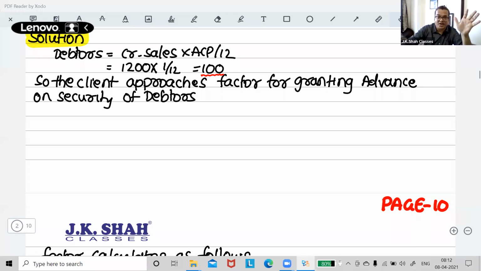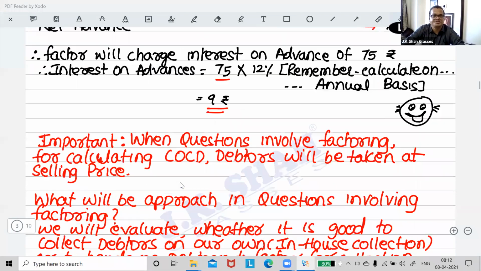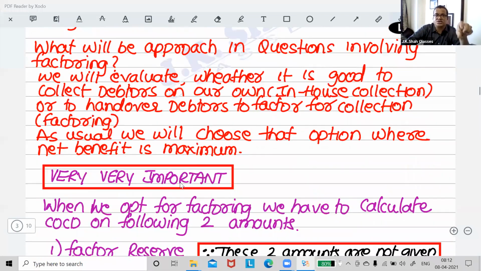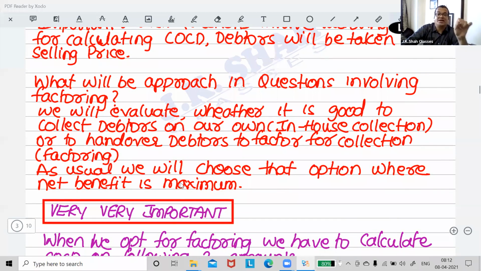Am I clear? The columns you were making till now, plan one, plan two, plan three, will now change to in-house and factoring. That's what I have written over here. What will be the approach in questions involving factoring? We will evaluate whether it is good to collect debtors on our own, in-house collection, or to hand over debtors to the factor for collection. That is called factoring. And as usual, we will choose that option where the net benefit is maximum.